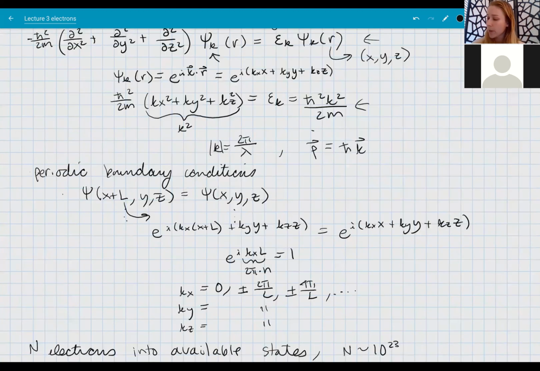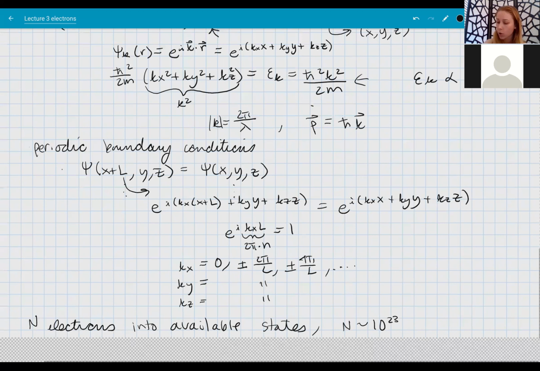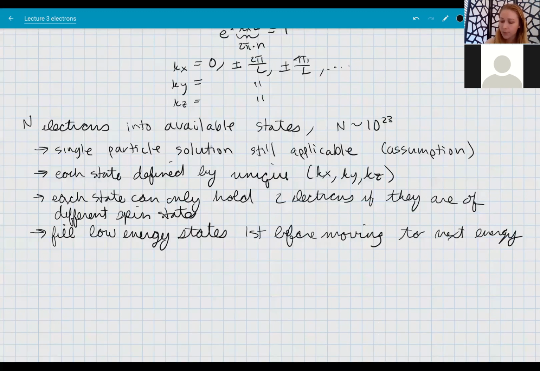So I want you to remember as I scroll down that the energy is going to be proportional to k squared, where k squared is equal to kx squared plus ky squared plus kz squared. Okay, so scrolling back down, this last rule, what it geometrically corresponds to is you have a sphere in k space. So the coordinate space where this sphere lives is kx, ky, and kz.